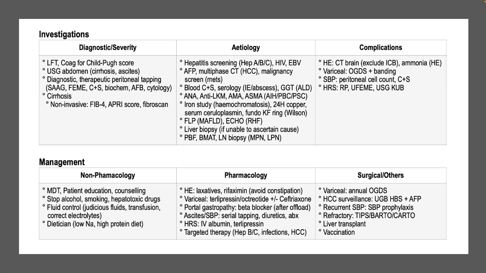I will perform a diagnostic and therapeutic peritoneal tapping, particularly looking at the serum ascitic albumin gradient, and send for culture, cell count, and also cytology. And in terms of non-invasive tests to confirm cirrhosis, I can also consider FIB-4 or APRI scoring or even fibroscan. In terms of etiology, I can take a viral hepatitis screening, alpha fetoprotein, and you can also mention 4-phase or 5-phase CT scan. And then you can also order malignancy screening, let's say you're suspecting this is metastasis.